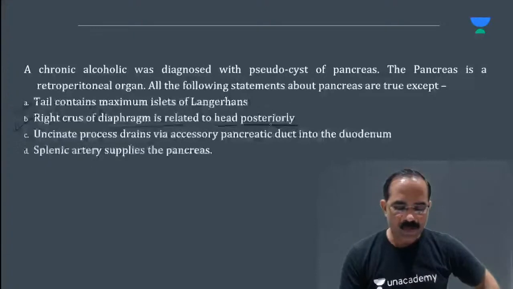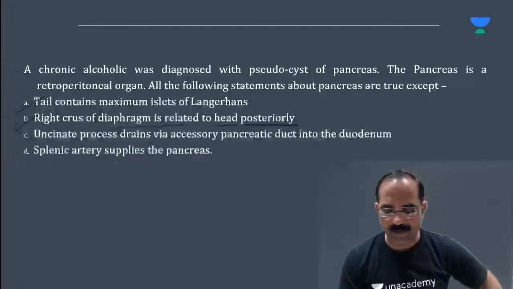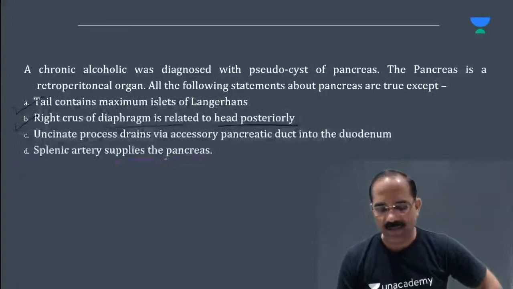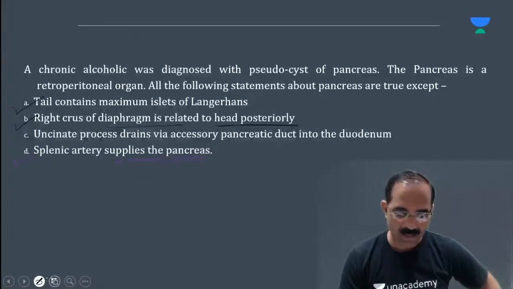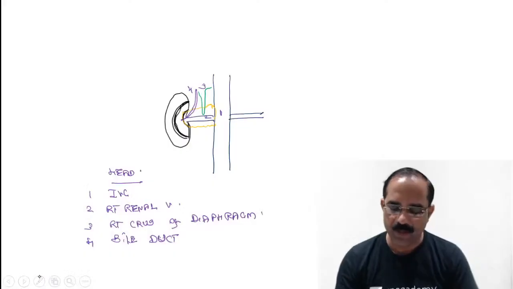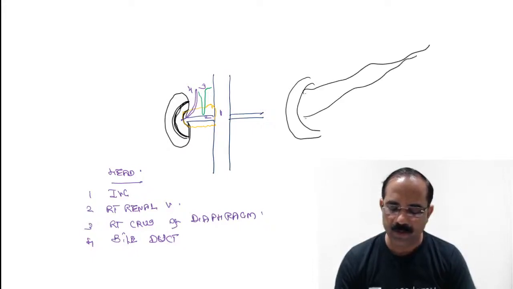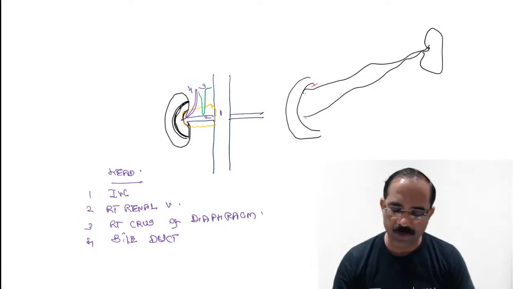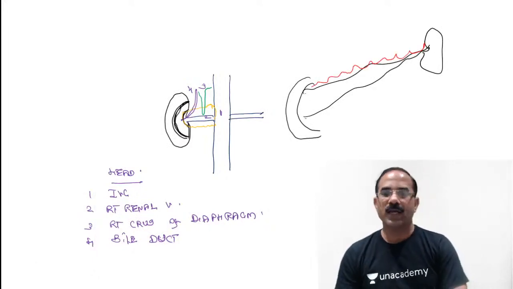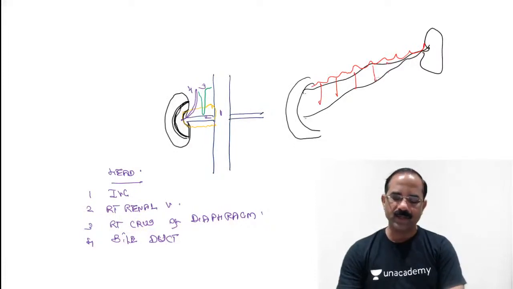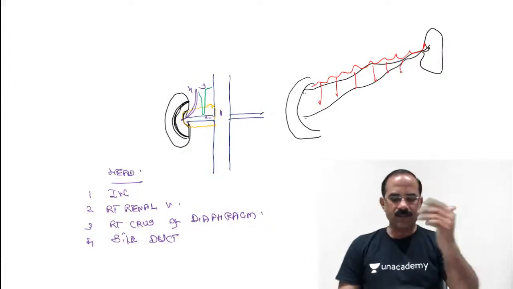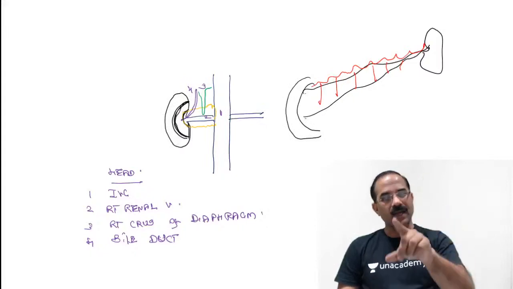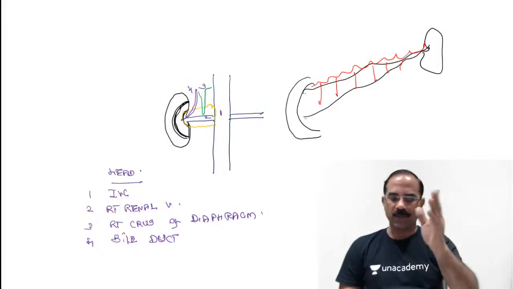Yes. Splenic artery supplies the pancreas. What do you say, students? Barabar hai na? Yes, the splenic artery supplies the pancreas. Okay, if that's a duodenum here, and that's the pancreas, that's a spleen. What is this artery which runs on the superior border of the body of the pancreas? That's the splenic artery. The splenic artery gives branches to the pancreas. What do you call these branches to the pancreas? The pancreatic branches.